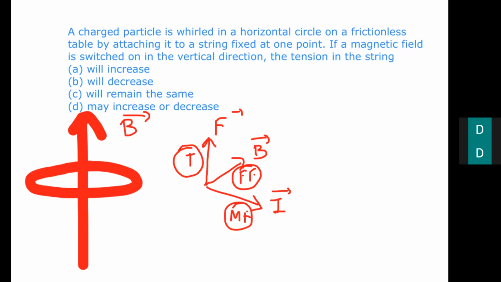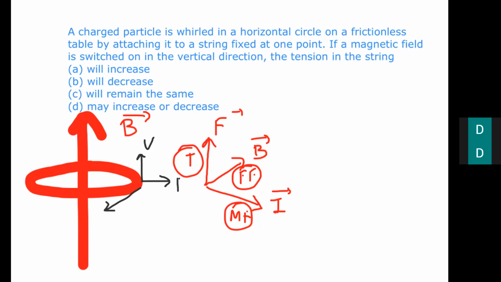Basically, when the particle is moved in the horizontal direction, at any moment the current can be taken along the tangent of the line. So this could be the direction of the current, somewhat like this. The magnetic field is in the vertical direction. As per Fleming's left hand rule, the force can be radially outward or inward. So that's how we can say that maybe this is the velocity and this is going to be the force.